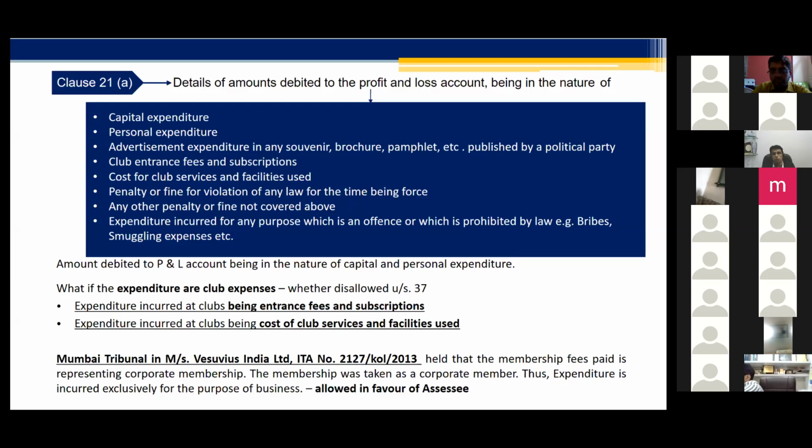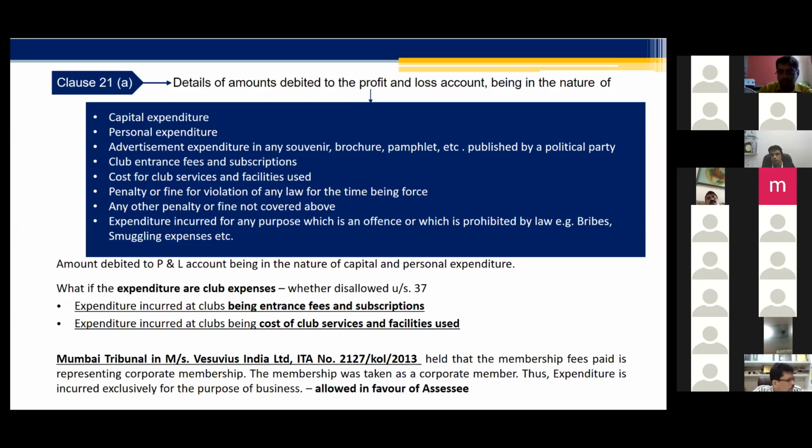Now, in this particular case, there are 2 important issues which I would like to bring. One is in regard to club entrance fees and subscriptions. Whether this should be treated as capital or personal expenditure, or whether it should be allowable expenditure under section 37(1). We have seen a lot of company directors subscribe to clubs and the membership fee is paid by the company. It's a one-time payment, a bigger amount, 5 lakhs, 10 lakhs.